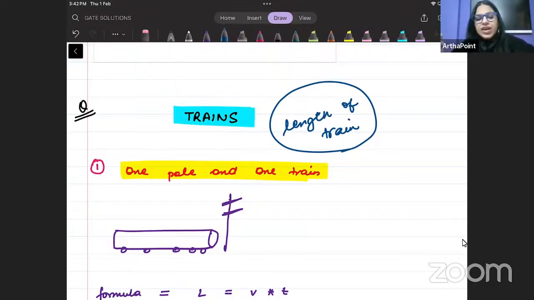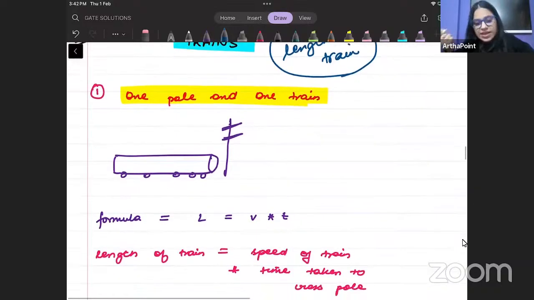Or there are two trains moving in the opposite direction. Find the length of the trains. Or find the speed of the trains when they cross each other. Or there are two trains moving in the same direction. When will they cross each other? All of these are called train questions, and again, these are very, very important from the point of view of the exam.